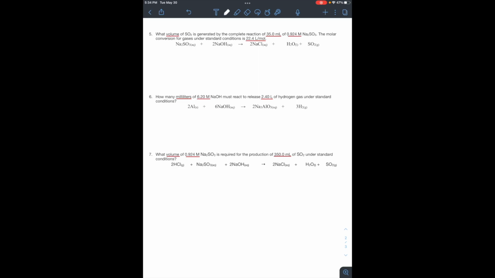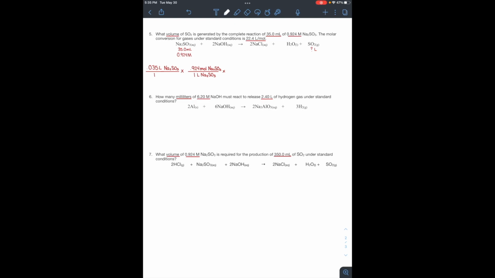In this problem, we're looking at what volume of SO2 is required if you're going to take 35 milliliters of a 0.924 molar solution of sodium sulfite and run that to completion. You're assuming that the sodium hydroxide is present in excess, so the sodium sulfite will be your limiting reactant. So again, we want to figure out how many moles that is. First, start by converting your 35 milliliters into liters, so you have 0.035 liters. Put that over 1, and then use the molarity, moles per liter, to do your next conversion and cancel out liters. Once you have that, you're now in units of moles.